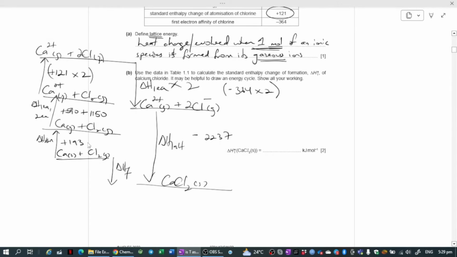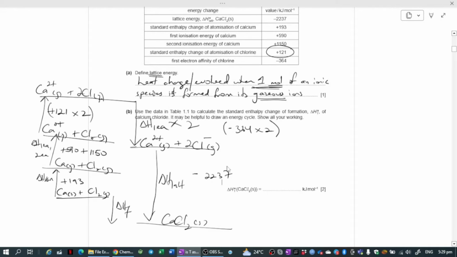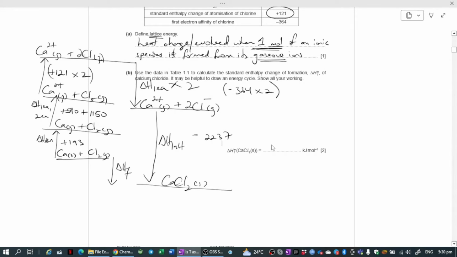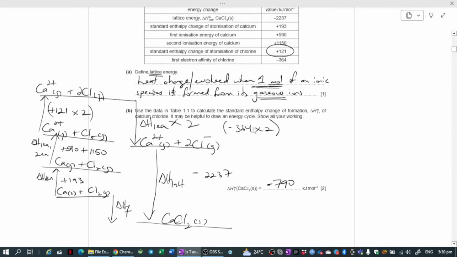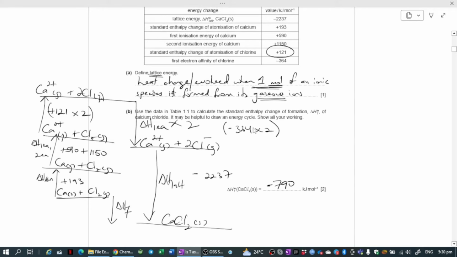And if we add all of these together, so positive 193 plus 590 plus 1150 plus 121 by 2 plus negative 364 by 2 plus negative 2237, this gives us the value of the formation enthalpy, and we should work out an answer of negative 790 kilojoules per mole. And again, these Born-Haber cycles are pretty standard, pretty straightforward.